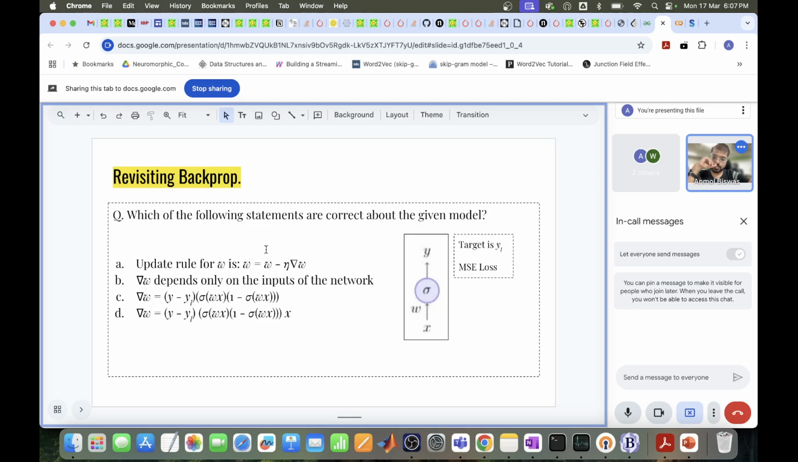The question here is which of these statements are true. The first one is talking about the update rule, which you can verify based on how we had talked about gradient descent. The second one is that delta W depends only on the inputs of the network. Then there were a couple of forms of this weight update, specifically the gradient of the loss with respect to W. So the question is which of these is correct. I will wait for a minute or so, think about it, and then we'll discuss the solution.